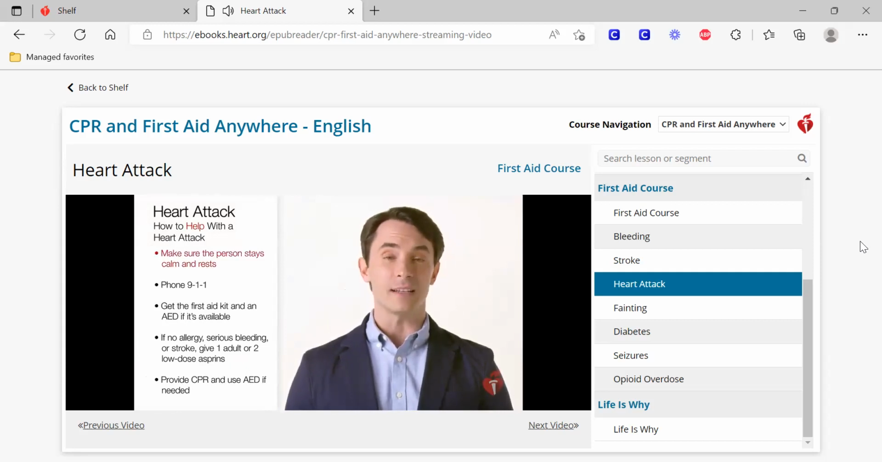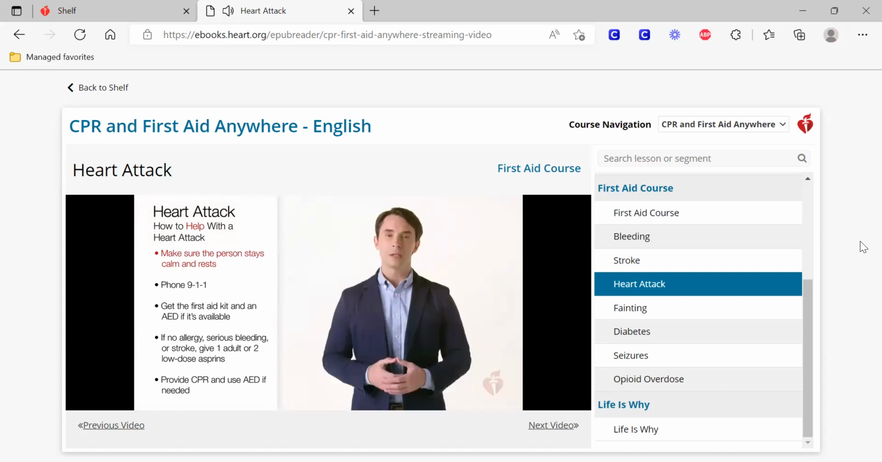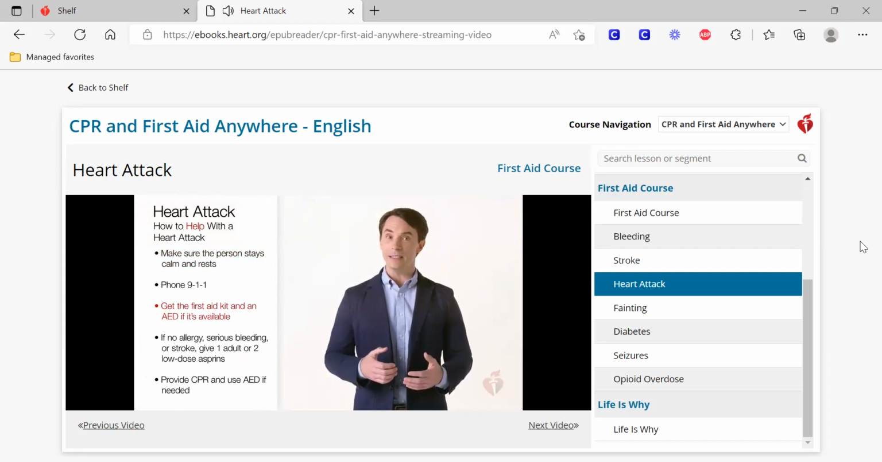Make sure the person stays calm and rests. Phone 911. Ask someone to get the first aid kit and an AED if one is available, in case the person does go into cardiac arrest.